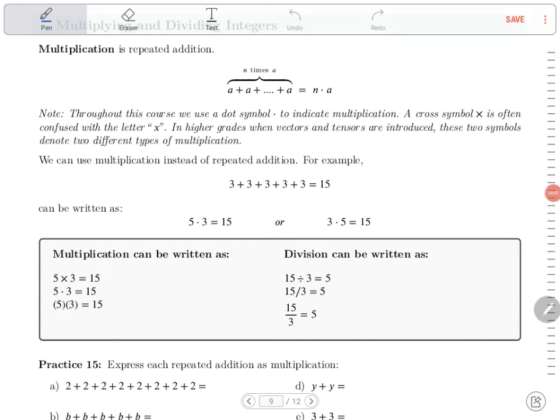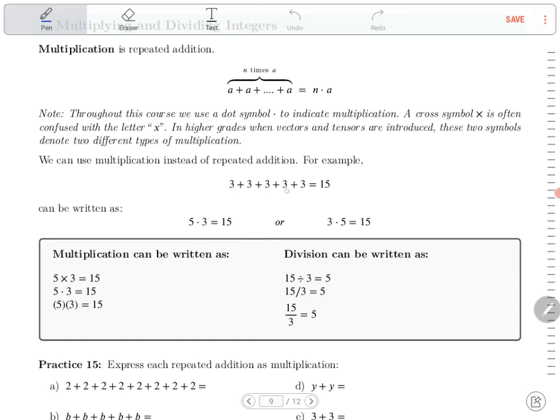So with multiplication and division of integers, let's first get into multiplication. Recall that the basic idea of multiplication is that it's a repeated addition. Every multiplication tells you how many times to add that same integer to itself. So we can use multiplication instead of repeated addition. So here's the example. This is a simple and classic example.